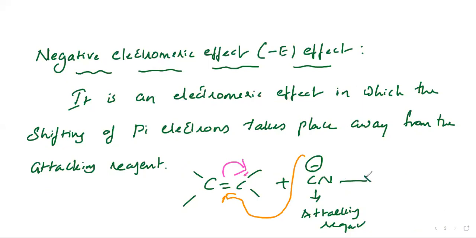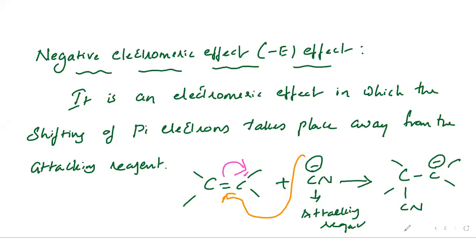And thereby what you are going to get here gives rise to C minus, okay, and you are going to get the Cn like this. So it is a negative electromeric effect. It is an electromeric effect in which the shifting of electrons takes place away from the attacking reagent. This we are calling negative electromeric effect.